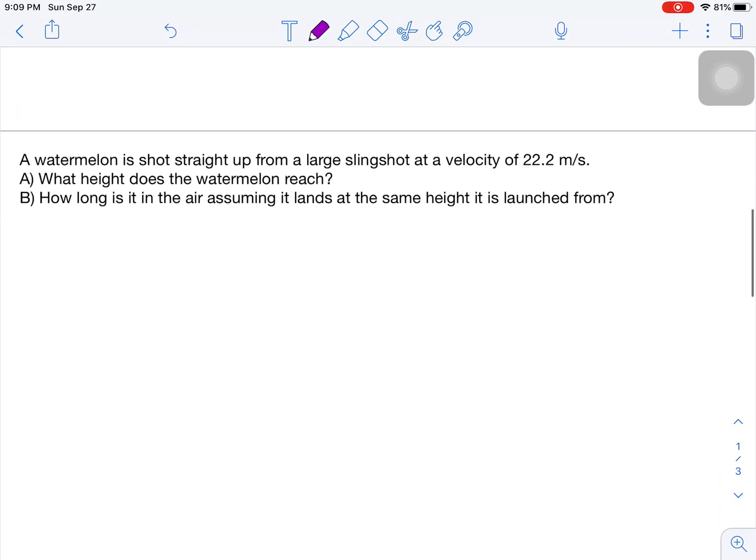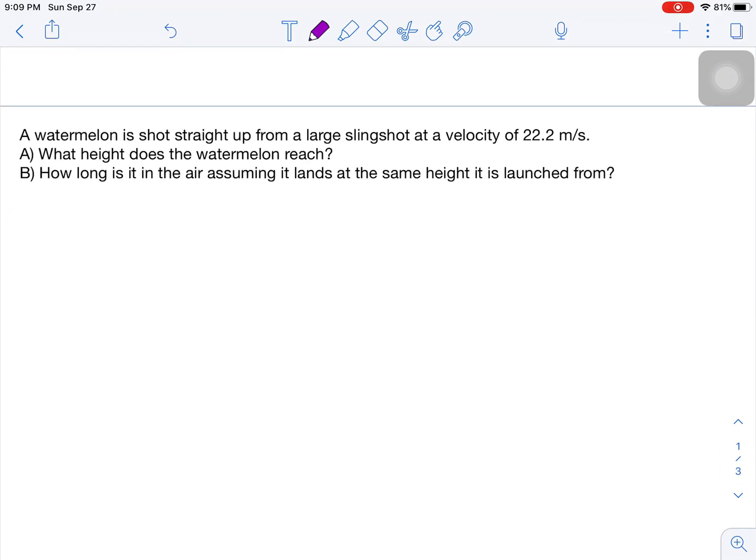So if we come down here and quickly do an example: a watermelon is shot straight up from a large slingshot at a velocity of 22.2 meters per second. What height does the watermelon reach, and how long is it in the air, assuming it lands at the same height it is launched from?